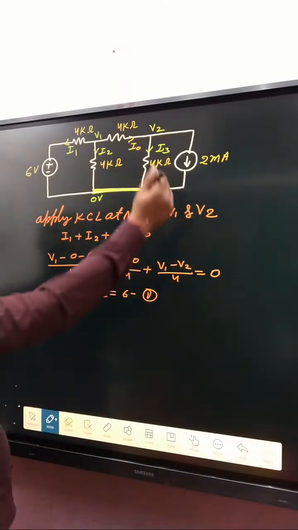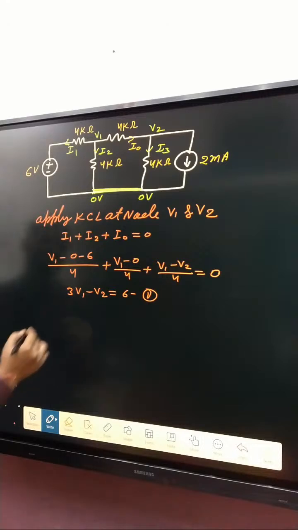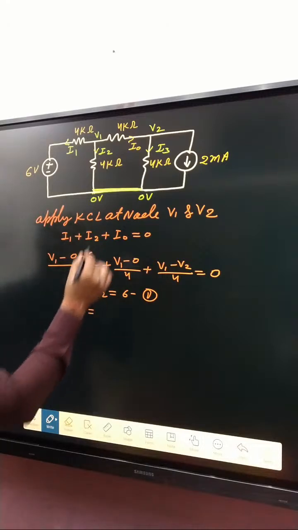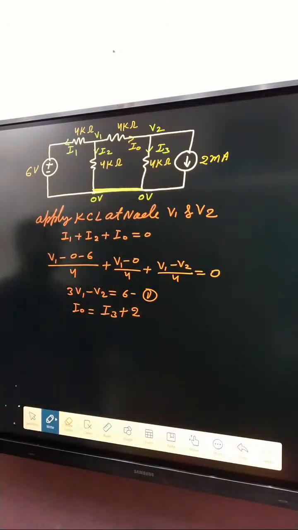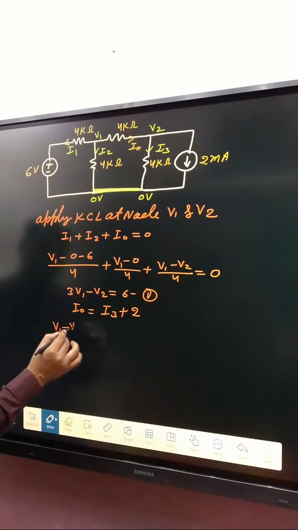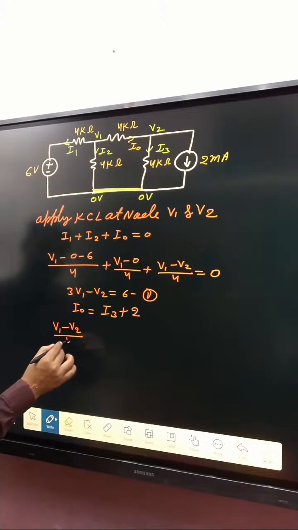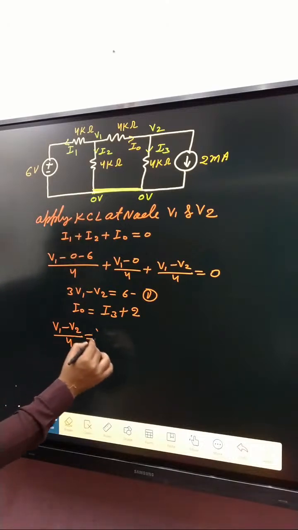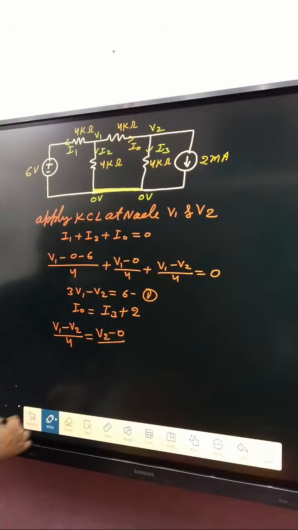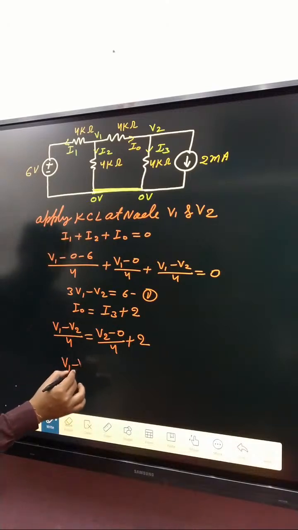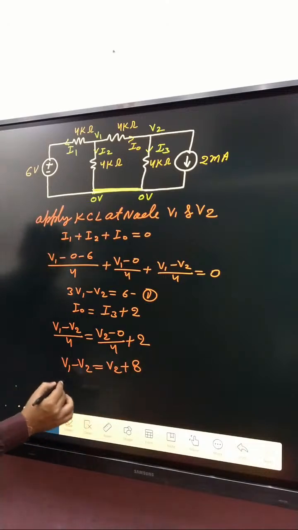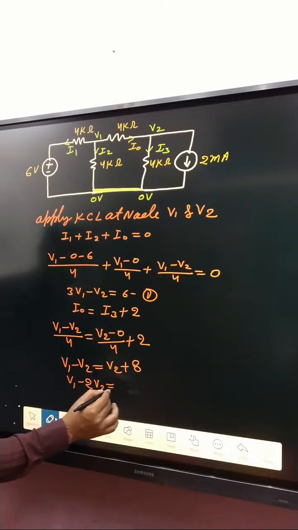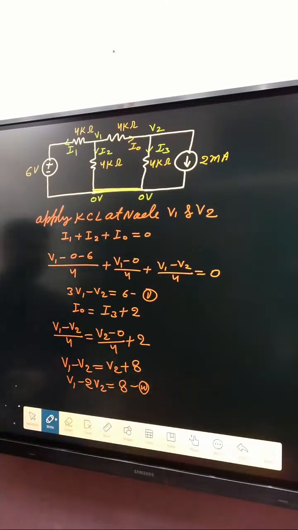Now apply KCL at node V2. The incoming current is I0, the outgoing current is I3 plus 2 milliampere. I0 is V1 minus V2 divided by 4 kilo ohm. I3 is V2 minus 0 divided by 4, plus 2. If you take the LCM, then V1 minus V2 is equal to V2 plus 8. So V1 minus 2 times V2 is equal to 8. Equation number 2.